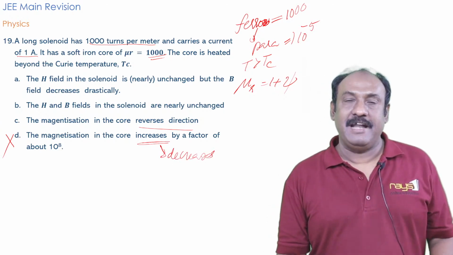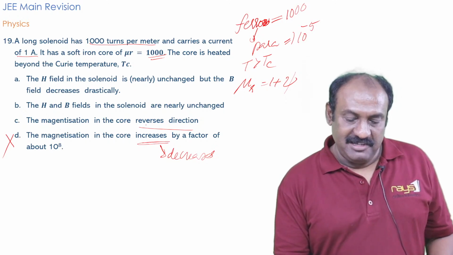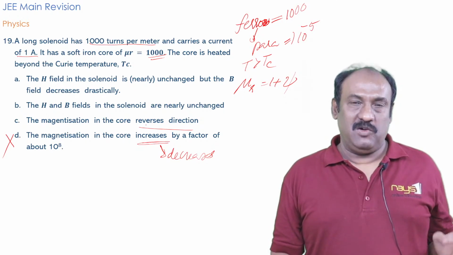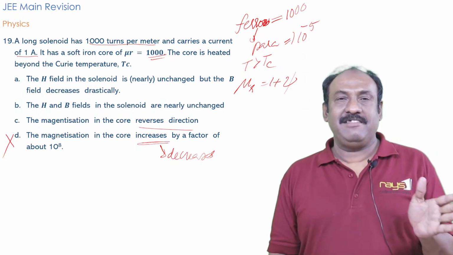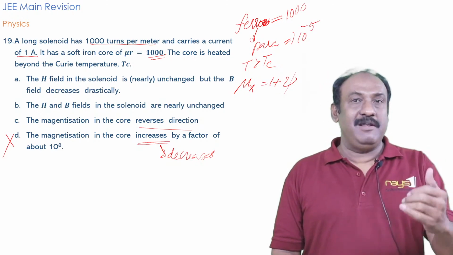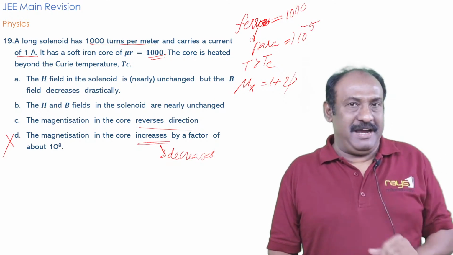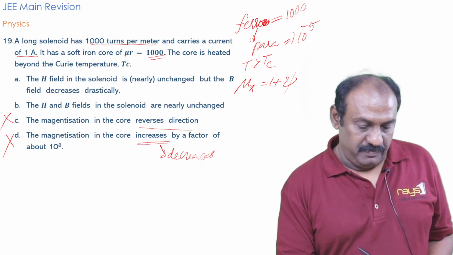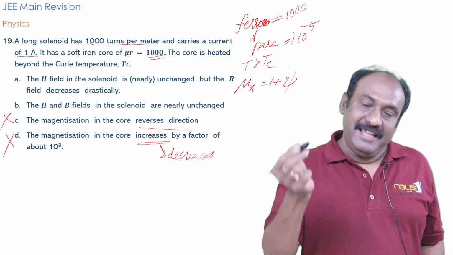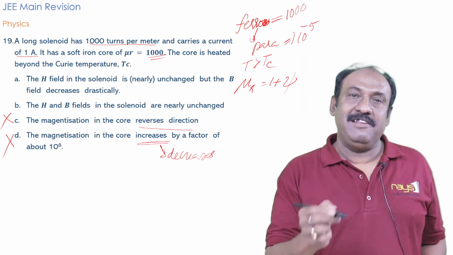Decreases by a factor of 10^8. Now, does the magnetization in the core reverse direction? No, it only turns from ferromagnetic material into paramagnetic material. So the intensity of magnetization will be in the direction of the external magnetic field. So "the magnetization in the core reverses direction" is wrong. The magnetization will be in the direction of the initial magnetic field.